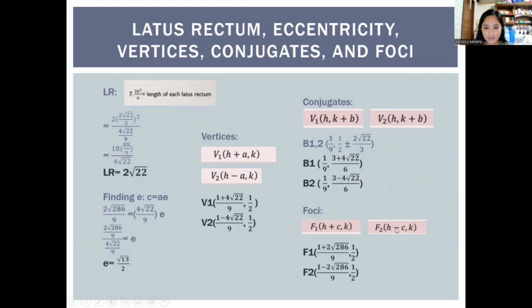And ito naman yung representation ng focus from the table. So substitute natin yung nakuhang value ng h, ni c, at ni k, which will give us yung unang focus, which is 1 plus 2 square root of 286 over 9, comma 1 half. And then the second focus, which is 1 minus 2 square root of 286 over 9, comma 1 half.